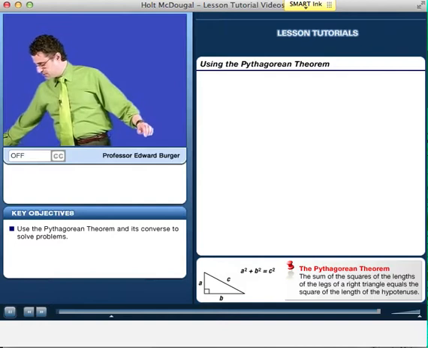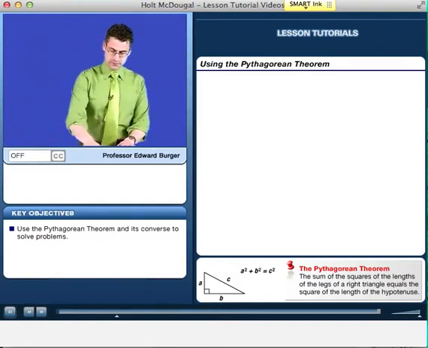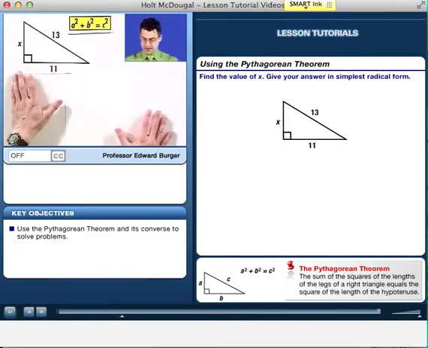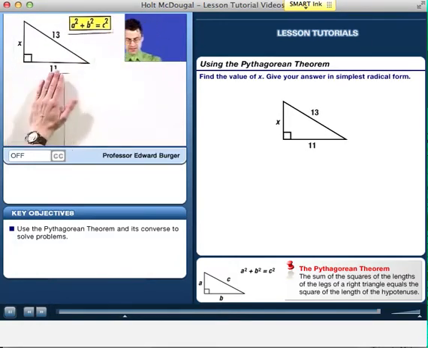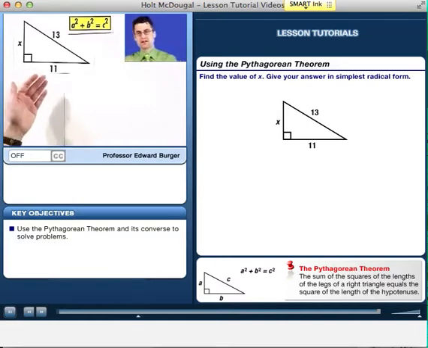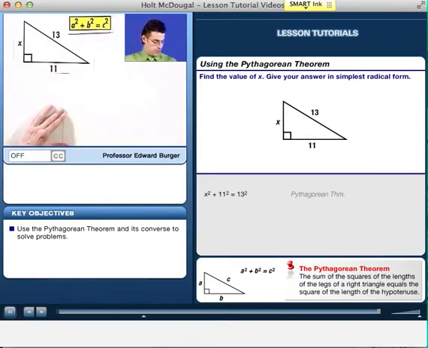So here's the first one I want us to chew on. I've got a right triangle indicated by the little square angle here. And the legs are sides 11 and x, and 13 is the hypotenuse. And the question is, what is x? Well, since it's a right triangle, I know that the lengths of the sides have to conform to the Pythagorean theorem, and so I'm off and running.